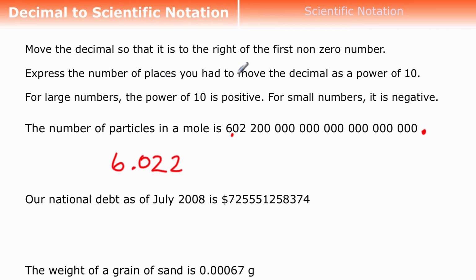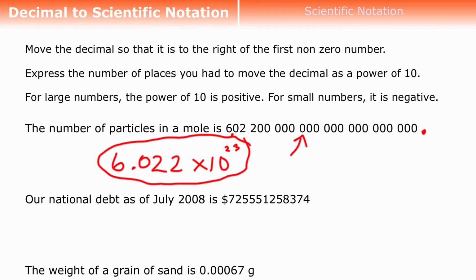Express the number of places you had to move the decimal as a power of 10. So I've got to go times 10 to the something. And now I moved it 3, 6, 9, 12, 15, 18, 21, 22, 23. So 6.022 times 10 to the 23rd, that is the scientific notation for this decimal notation. And notice how much easier that is to write. Let's try this next one.